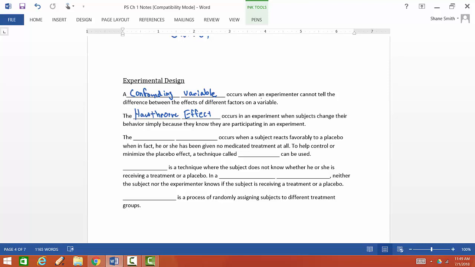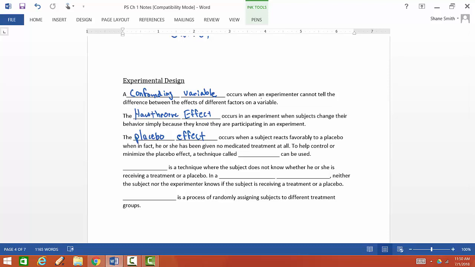So let's see. The blank occurs when a subject reacts favorably to a placebo when in fact he or she has been given no medicated treatment at all. So this is the placebo effect. And you think you're getting better when actually there may not have been anything wrong with you in the first place, or maybe you are getting better, but just because you think you actually got something that helped you.